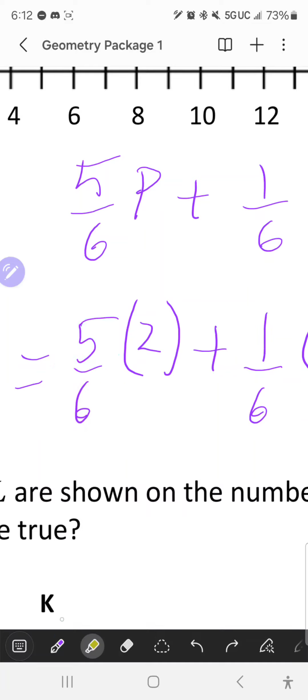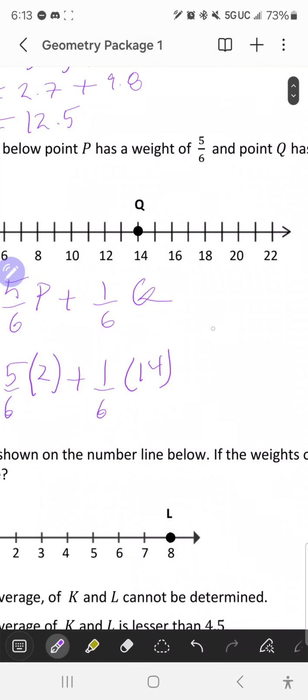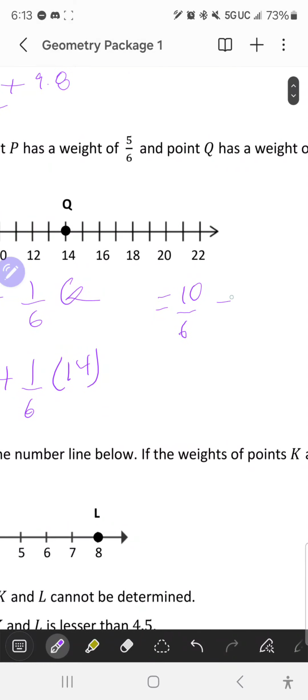And you might think, but the 2 doesn't have a denominator. But the truth is that every number that is an integer, the denominator is going to be 1. So 2 is equal to 2 over 1, since 2 divided by 1 is still 2. So we say 5 times 2 is going to be equal to 10. 6 times 1 is going to be equal to 6. Now plus 1 times 14 is still 14, and 6 times 1 is 6.